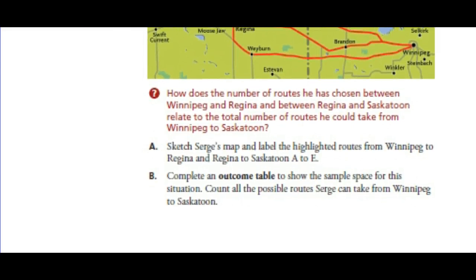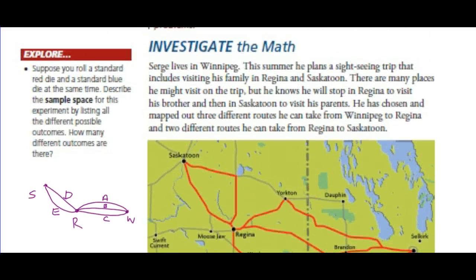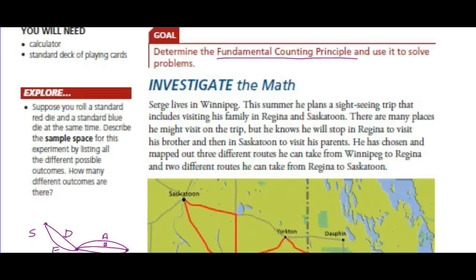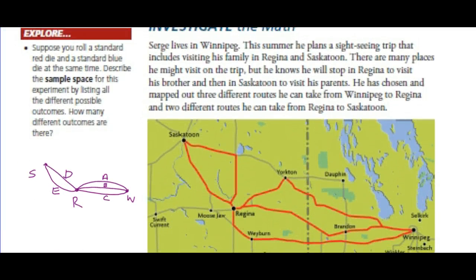Complete an outcome table to show the sample space for this situation. Okay, sample space. They define sample space. Describe the sample space for this experiment by listing all the possible different outcomes. Well, must have defined sample space earlier, right? Probably in the first chapter. So sample space is just a listing of all the possible outcomes, right? So it's everything that can happen. So we're going to draw a little outcome table and show the sample space, right?